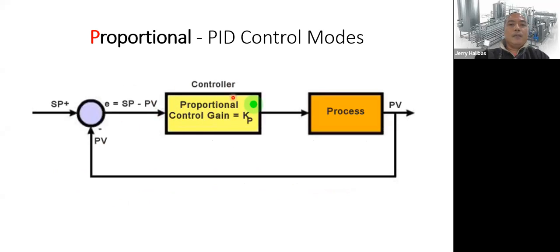If you compare this with the PID system, there are three: the proportional controller, the integral controller, and the differential or derivative controller. But this time, it's only using proportional, so only one.